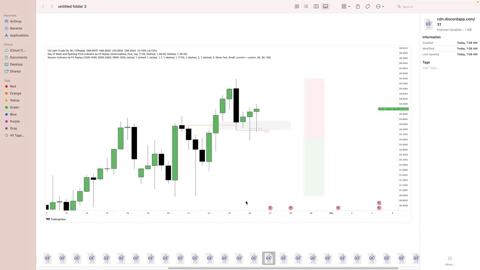Right, now I just got a bunch of random examples. This is FX Replay. Some of my examples is oil. So I wanted to show you guys more assets other than just NQ and stuff.